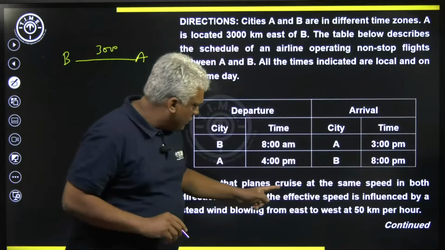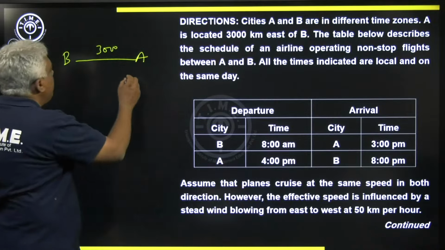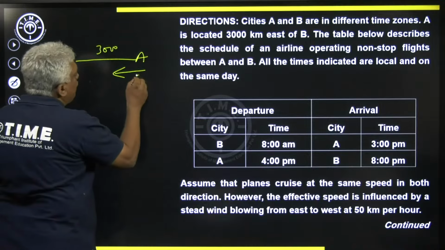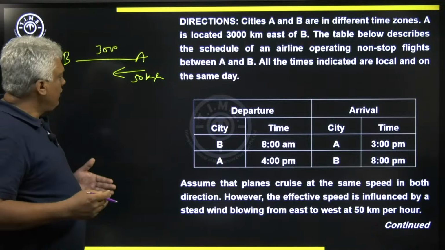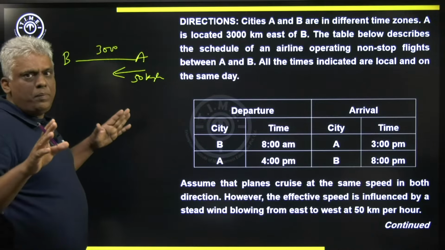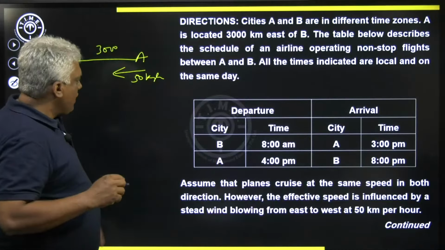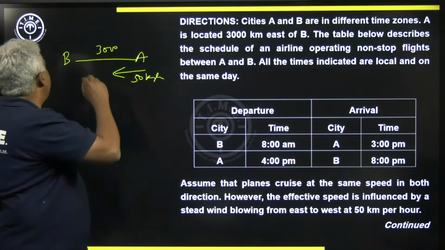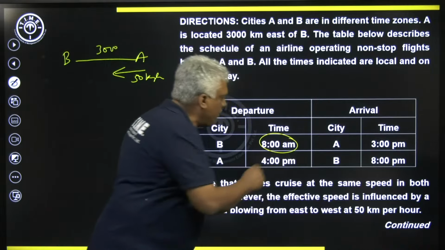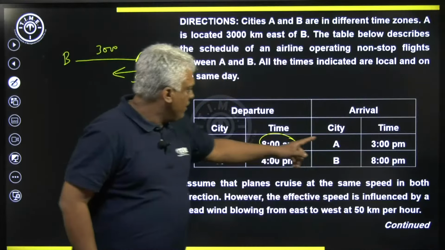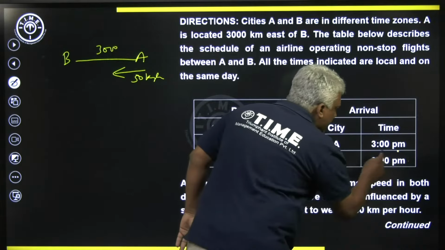Here, influenced by a steady wind blowing from east to west. The wind is blowing from east to west, so this is 50 kilometer per hour, A to B, right? Now let the speed of the plane be x. Now you see how much time the plane has taken from B to A and A to B. It started 8 a.m. at B, it went to A, again it started from A at 4 p.m., and it reached B again at 8 p.m.